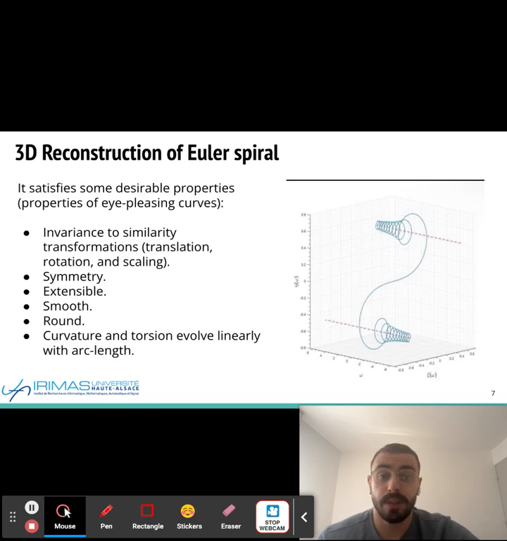In addition to the previous reasons, from the technical side, the 3D Euler spiral satisfies the properties of eye-pleasing curves, such as invariance to similarity transformation: the translation, the rotation, and the scaling. Also, the symmetry, extensibility, smoothness, and roundness. And most importantly, having a curvature and torsion increasing linearly with curve length.